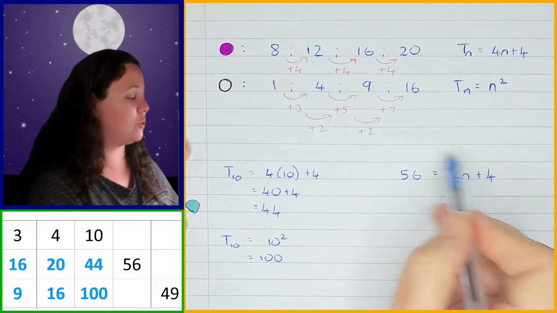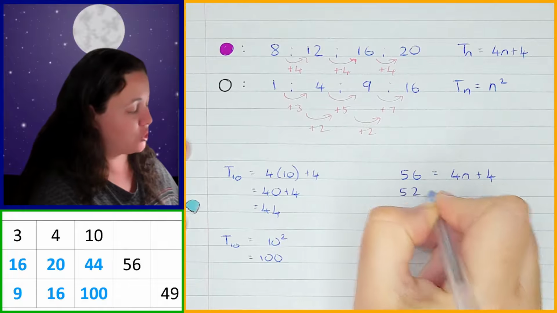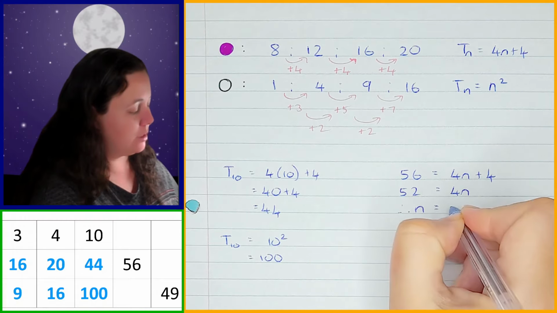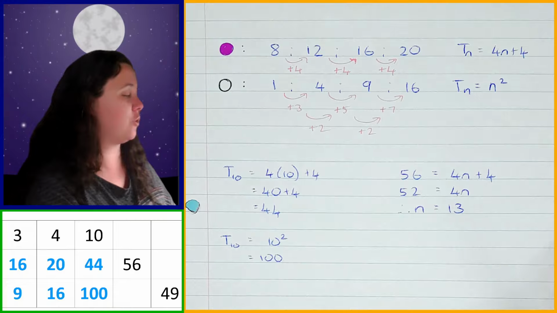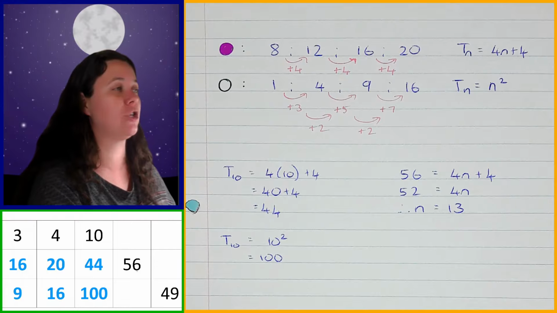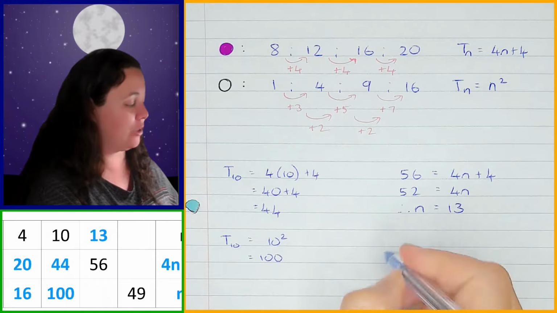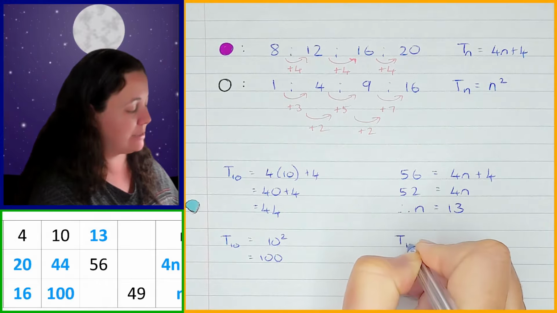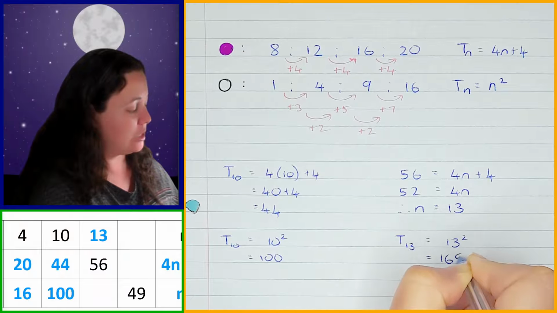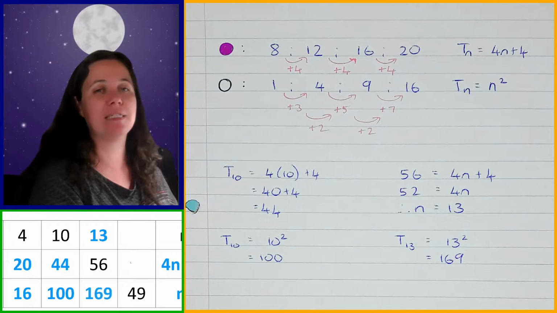Okay, so now I'm going to work out what n is. So I take the 4, I subtract it on both sides, that gives me 52 equal to 4n. So then when I divide by 4, n is equal to 13. Okay, so your n value, or the structure number where you have 56 purple dots, is 13. And then the number of white dots, we're going to use that n value, and we're going to work out the number of white dots. So it's going to be T13 is equal to 13 squared, which is 169. So there will be 169 white dots in your 13th structure where there are 56 purple dots.